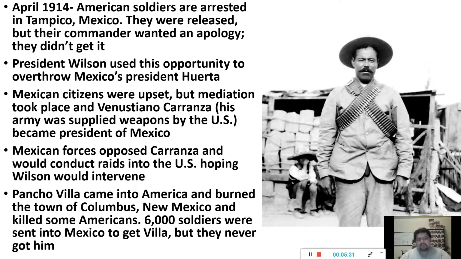One of those people was Pancho Villa, that's him right there in that picture. Pancho Villa came to America and burned the town of Columbus, New Mexico. Now, the thing is, yes, there were some Americans who were killed. And the newspapers, especially the yellow journalism newspapers, really took this anthill and made it into a mountain. They took the small thing and made it huge.